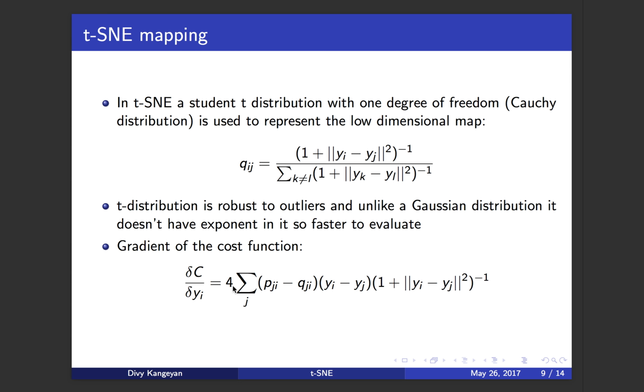And then the gradient of the cost function via the KL divergence is going to look something like this. It is very similar to the gradient of the cost function in symmetric SNE, but in addition to that you also have this additional term.